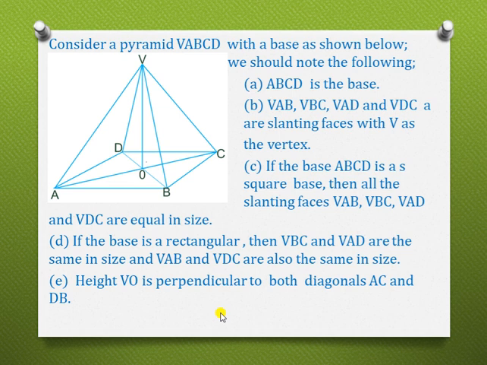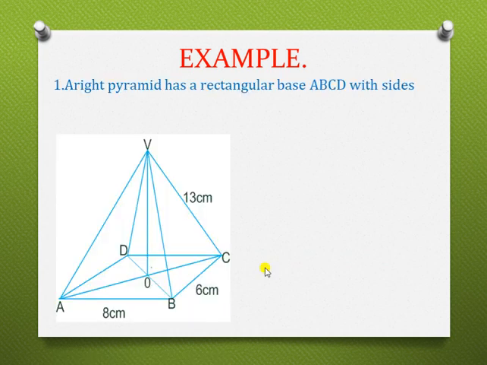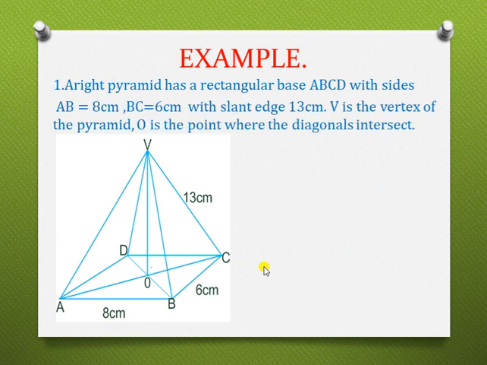Now let's look at one of the comprehensive examples. The question says a right pyramid has a rectangular base ABCD with sides AB as 8 centimeters, BC 6 centimeters, with slant edge 13 centimeters. V is the vertex of the pyramid. O is the point where the diagonals intersect. Now this is our pyramid we are trying to describe.